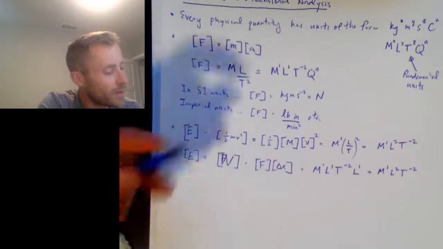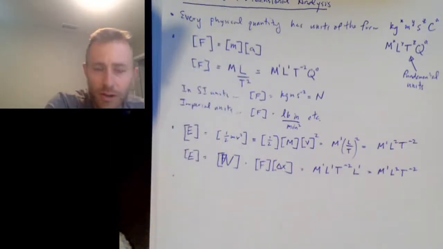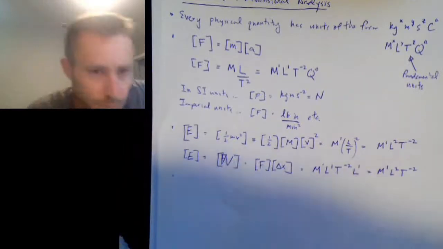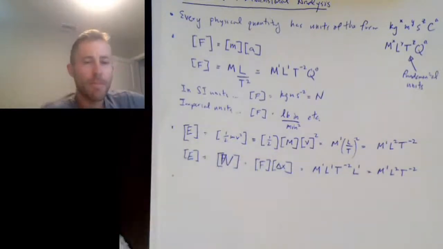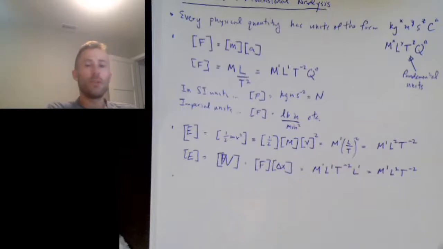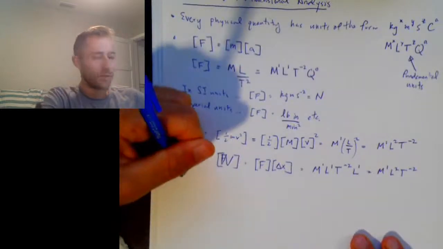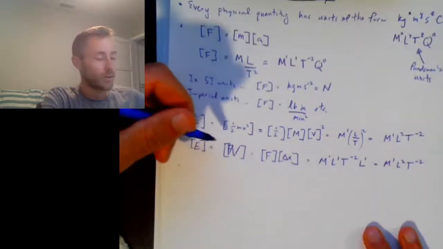A lot of times you have an equation where there's some random constant in the equation. So how do we find the units of a constant in an equation?